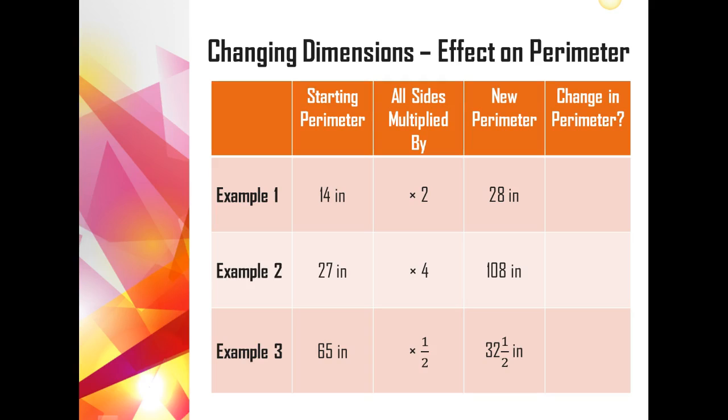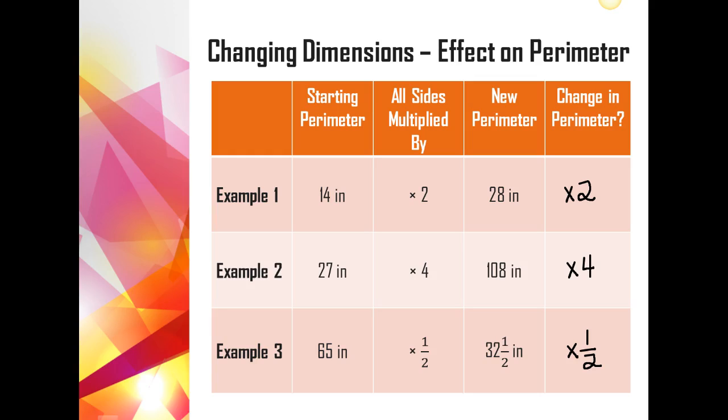In the first example, we found when we multiplied the sides of the parallelogram by 2, the change in perimeter was also times 2. In the second example, when we multiplied the sides of the triangle times 4, the change in perimeter was also times 4. In the third example, when we multiplied the sides of the trapezoid times 1/2, the change in perimeter was also 1/2. I think we can see there's a pattern developing here.